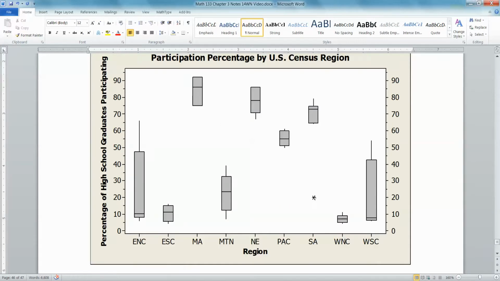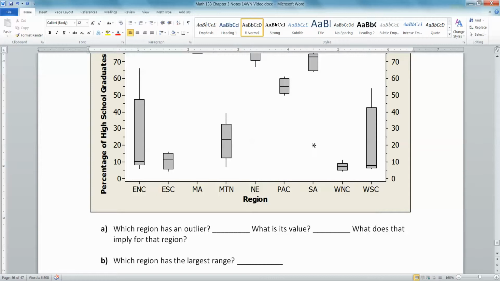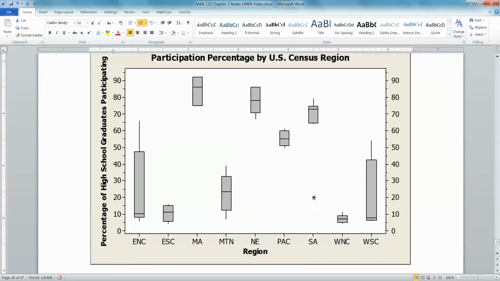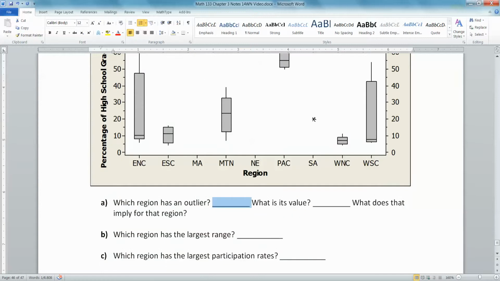All right, so first thing we want to know is which region has an outlier? Well, that's rather obvious. There's only one star on the board, and it's this one right here, and that's the SA region, South Atlantic, SA. What is its value? Looks like it's about 20 or so. 20%, because these were all percentages.